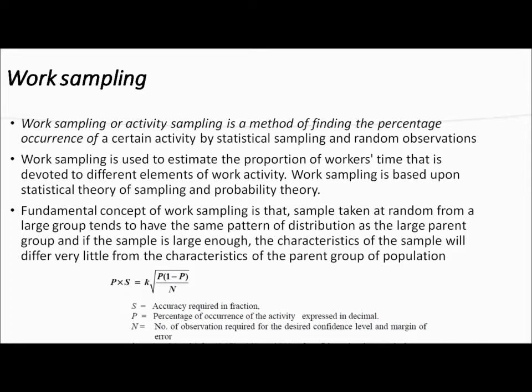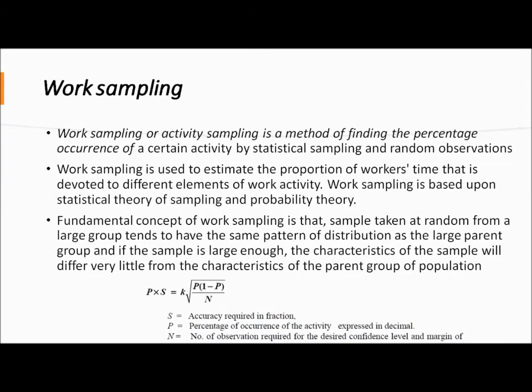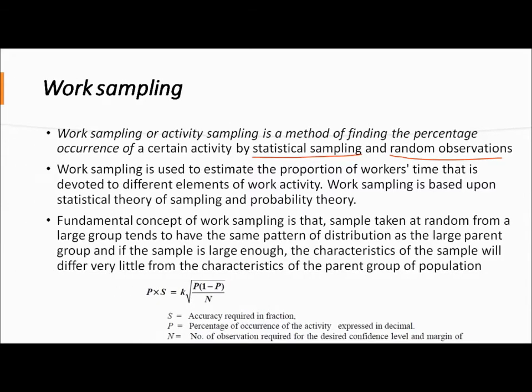Now we'll go to what is meant by work sampling. Work sampling or activity sampling is a method of finding the percentage of occurrence of a certain activity by statistical sampling and random observation. So the basic idea is you take a sample and do the statistics on the sample, and you make random observation from the sample. So after doing the problem, you will be very clear with the idea.